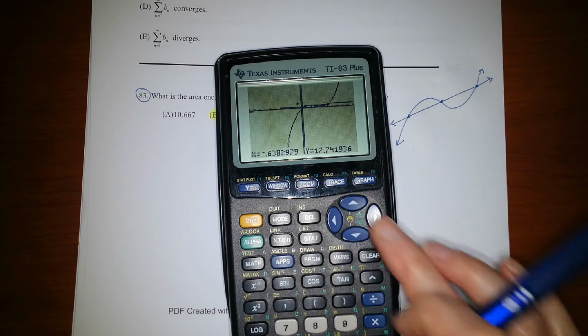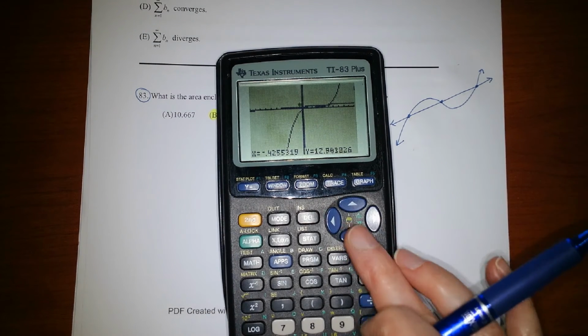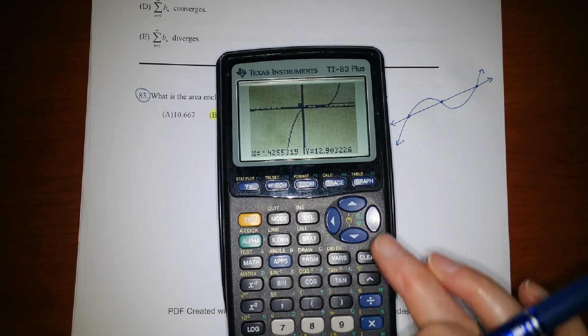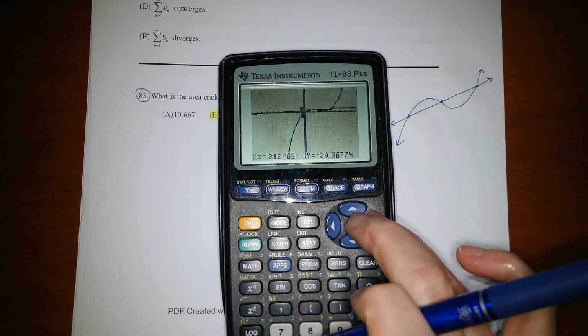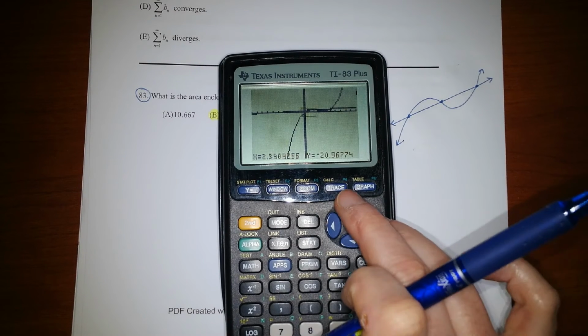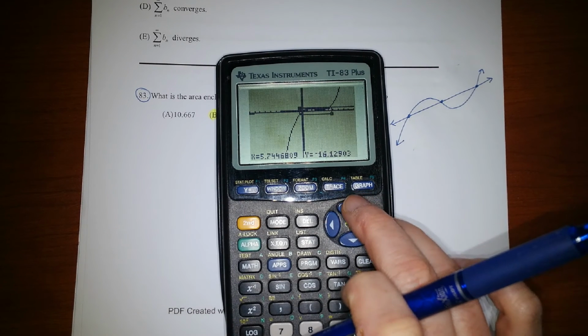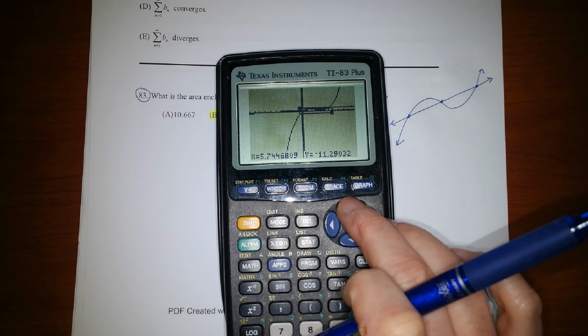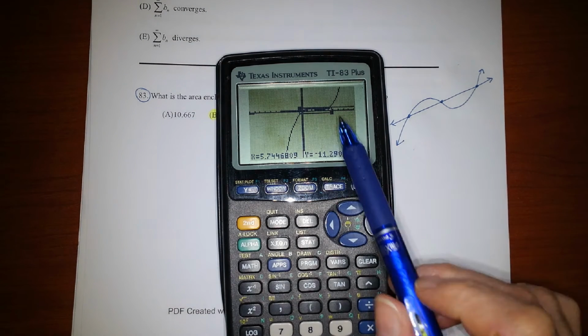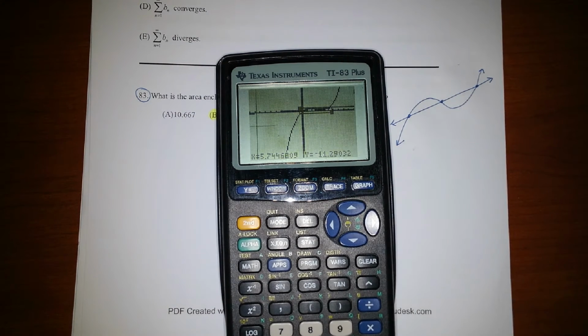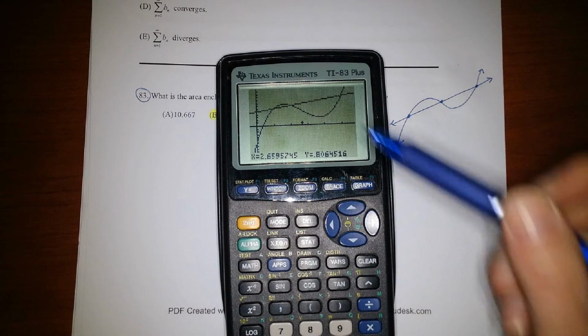With box zoom, you move the cursor to where you want one corner of your box to be, push enter, and then move the cursor around, and your calculator will draw a box. Did I make this the right size? Let's hope I did. Oh, I don't know if I got it big enough. Anyway, whatever you have enclosed in the box, it'll fill the whole screen with that. So here's the cubic function. Boom, come on, line graph. 1, 2, 3 intersections, awesome.